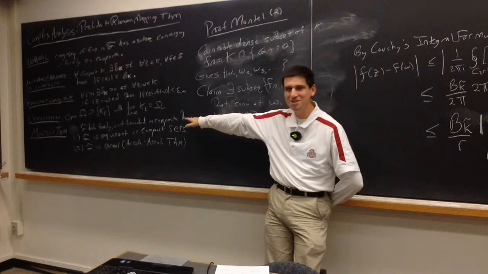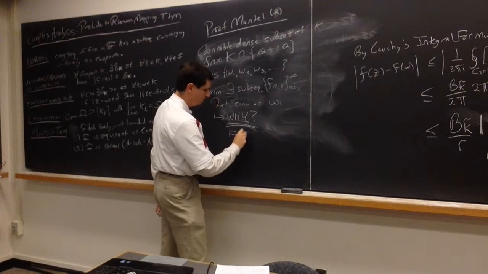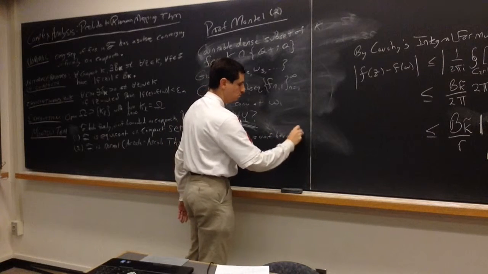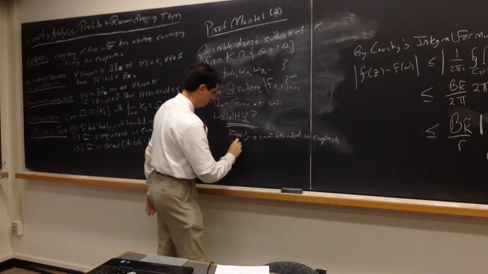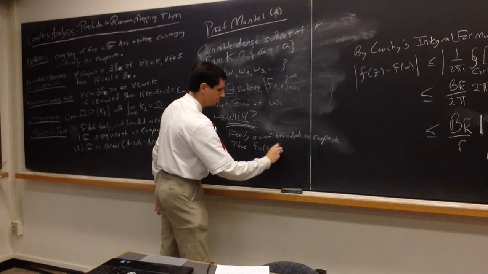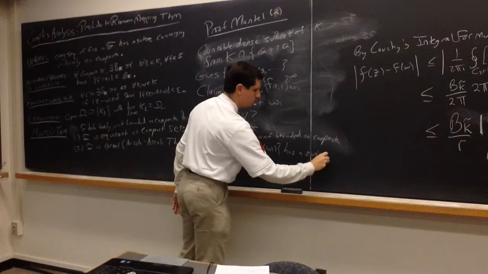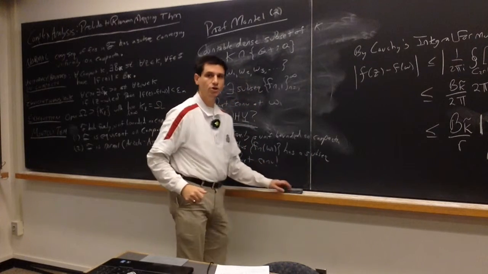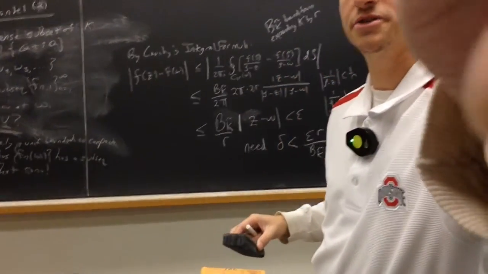Our family is bounded on compact sets. Why? Family is uniformly bounded on compacta. Thus, if you look at Fn of W1, it has a subsequence that converges. So we're really trying to use all the properties we have of compact sets.